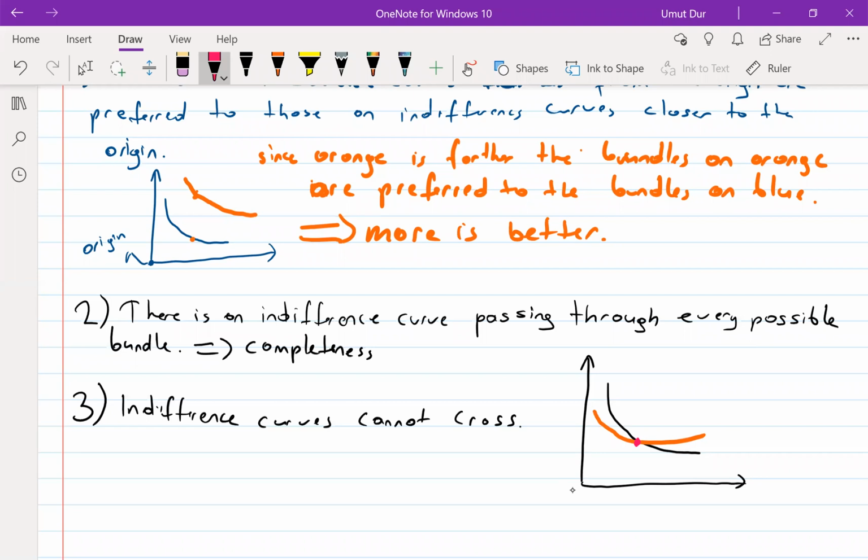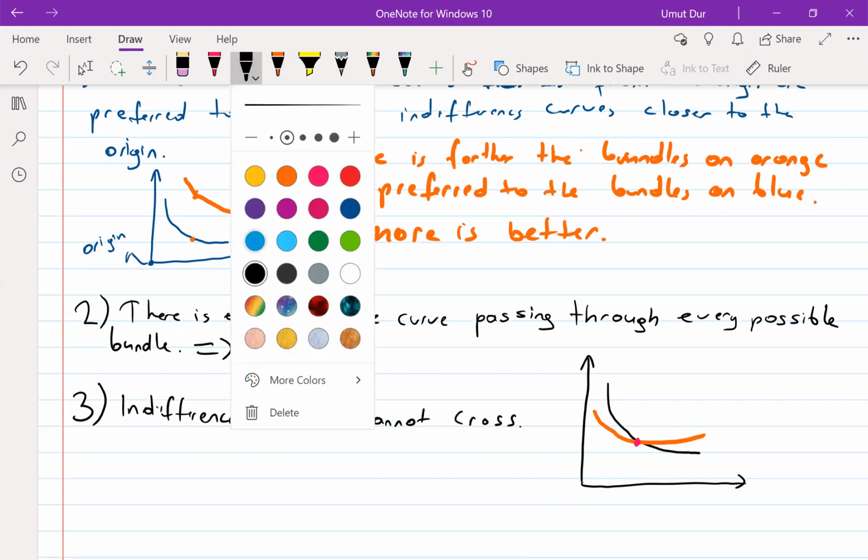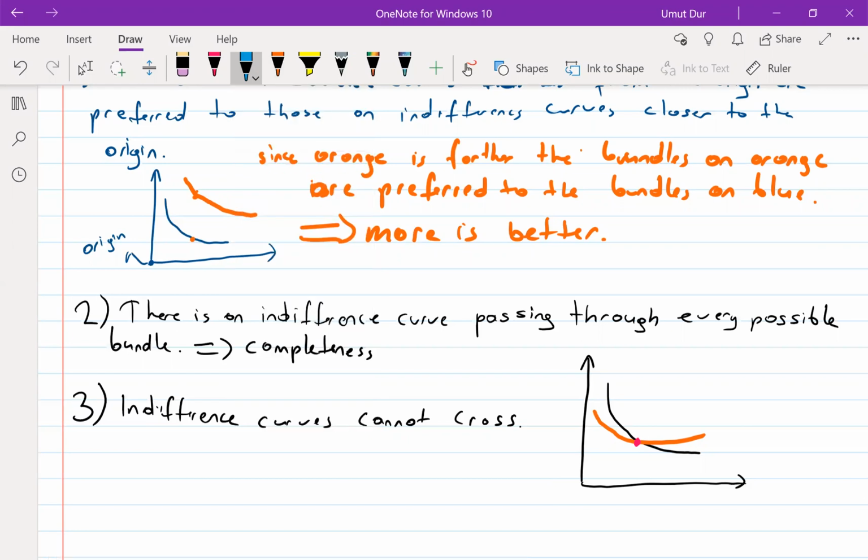Let me try to be more detailed here. So in the explanation, let's say that this is the red one. Since they are on the same indifference curve, blue is indifferent with the red one, right? Is that clear? They are on the same indifference curve.